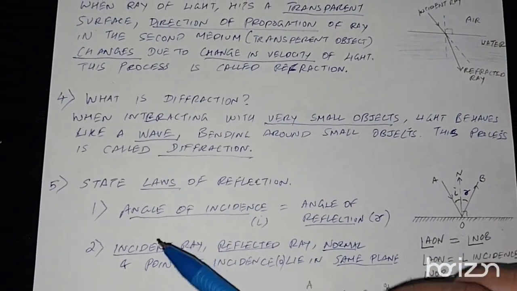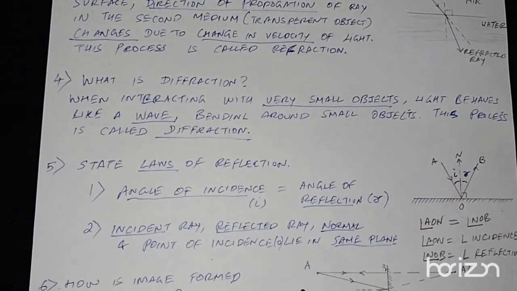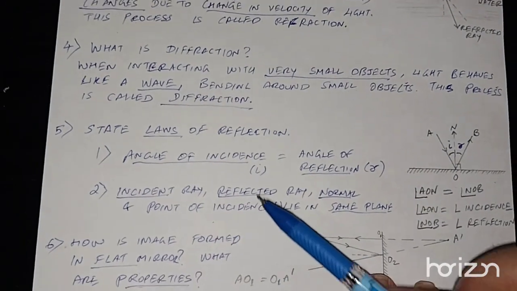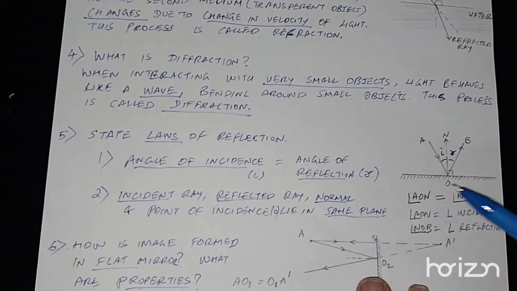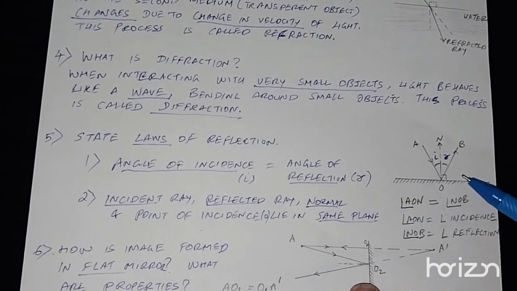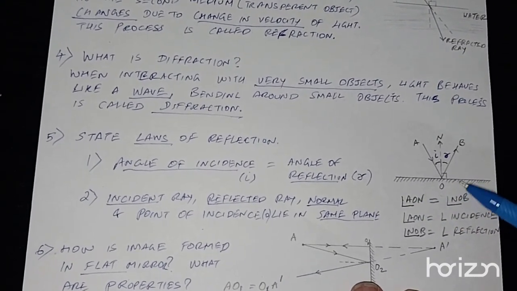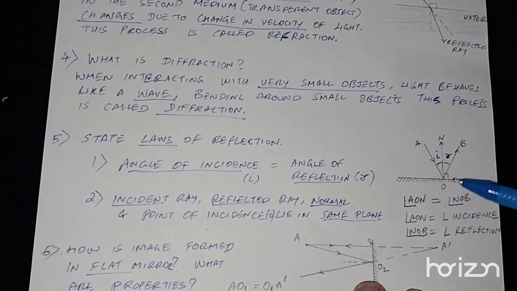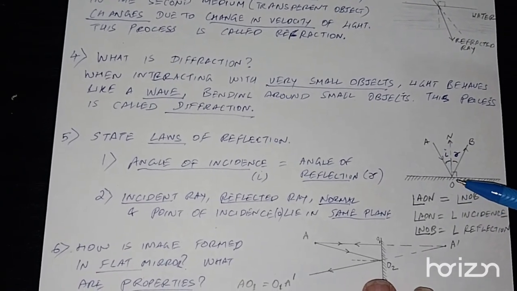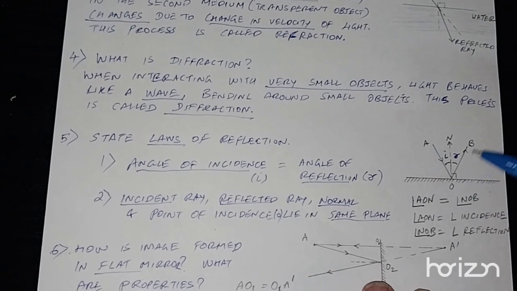Okay, now next question is, state the laws of reflection. The law of reflection says angle of incidence is equal to angle of reflection. Okay, again consider this surface. It is reflective on the top and opaque on the bottom. Okay, here's the incident ray AO. Okay, and it gets reflected like OB. Okay, that is the reflected ray.